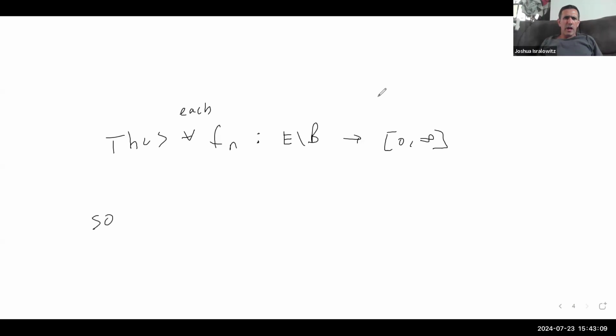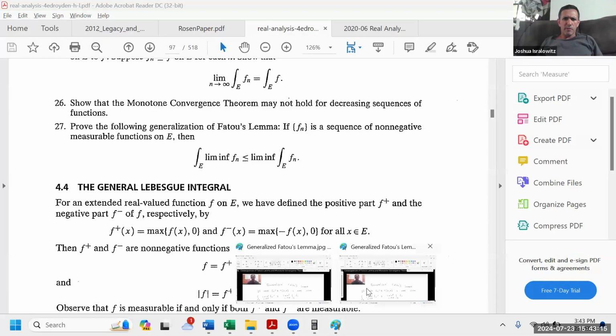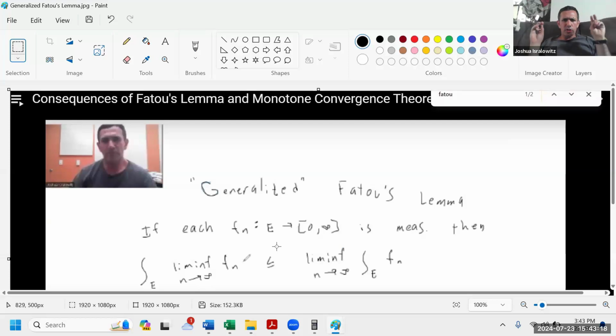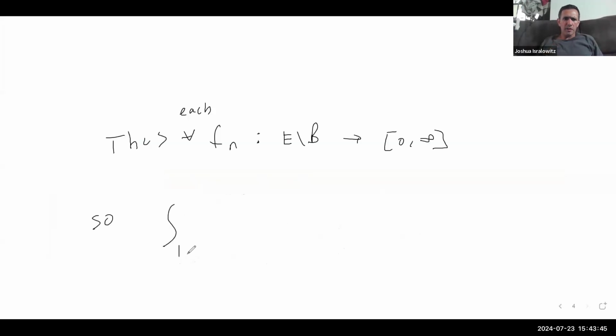So I am applying this generalized Fatou's lemma, not to Fn on E, but to Fn on E take away B, because each Fn on E take away B is non-negative. And so we're basically done because we're excising a set of measure 0 that has no effect on integration.